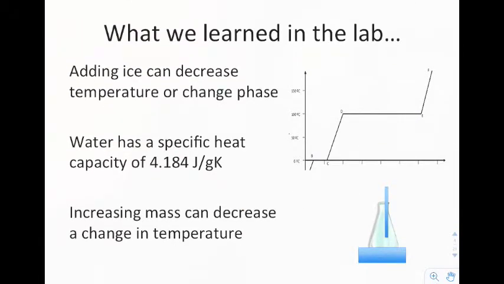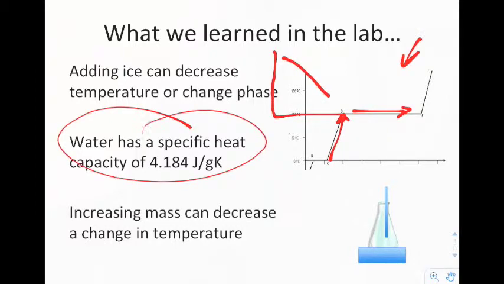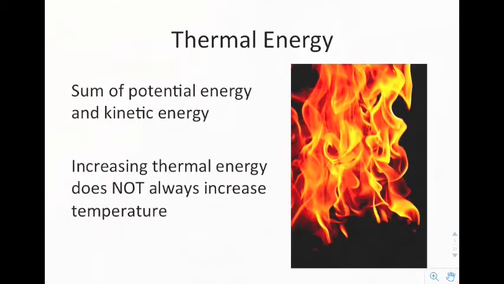So here's what we learned in the lab. We learned that adding ice can actually decrease or change the phase. Now, this graph is actually showing an increase in temperature as you add heat to a system. You should have found something that's directly the opposite, that as you add ice to a system, the temperature goes down. We also know that water has a specific heat capacity of 4.184 joules per gram Kelvin, and we also know that increasing the mass can decrease a change in temperature. So if you increase the mass, it is much harder to change the temperature of the system.